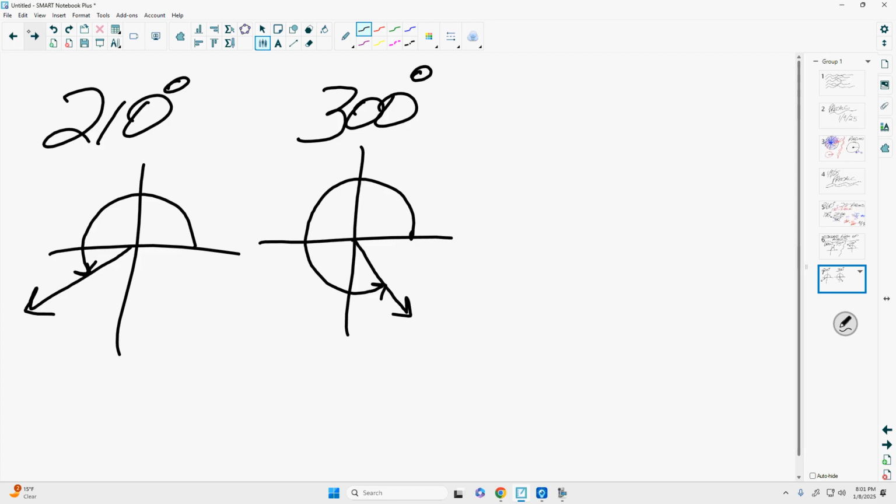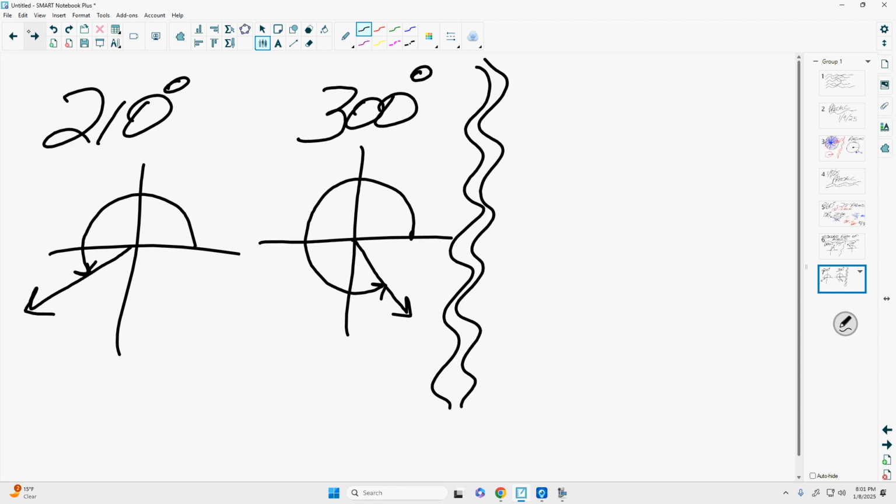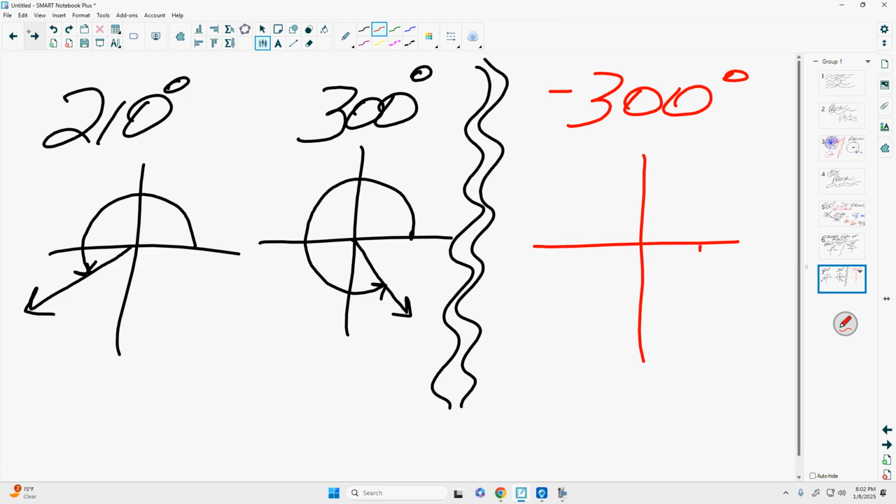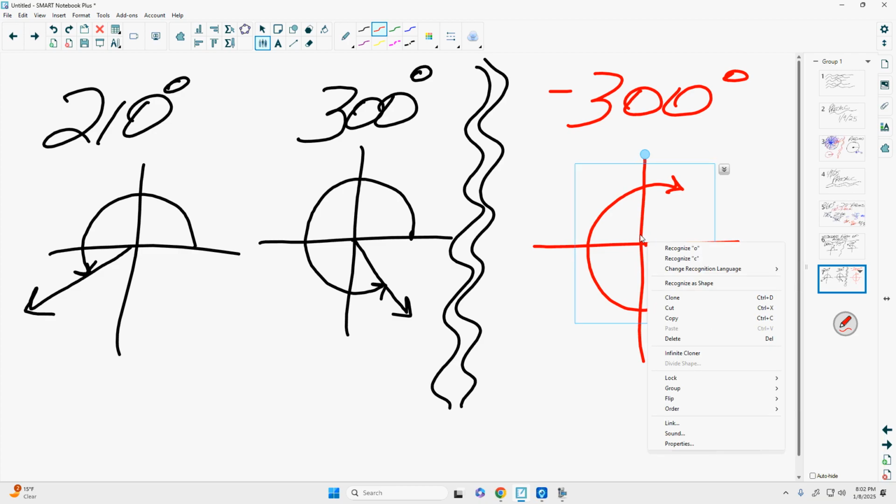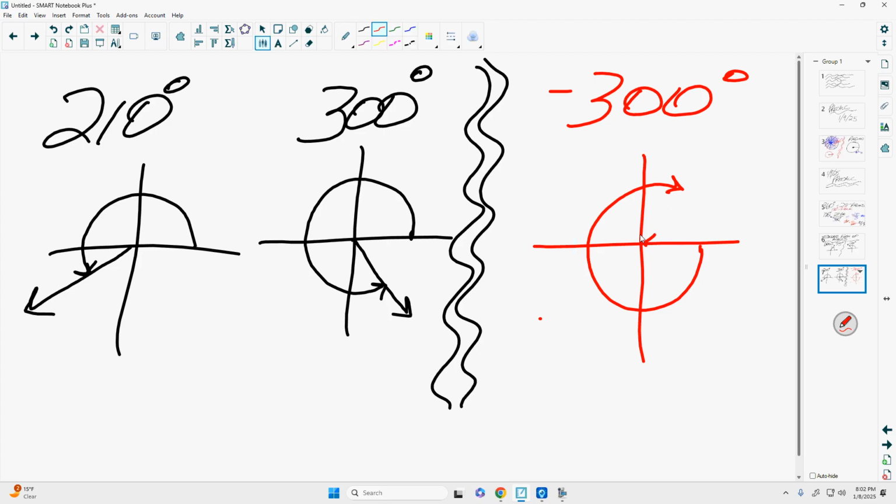But that's 300 degrees. But wait, did you know that there's negative angles? Well, there is. Let's draw negative 300 degrees. Negative 300 degrees goes like this. Negative 90, negative 180, negative 270, negative 300. Wow, this is bad. I need to recalibrate. That was terrible.